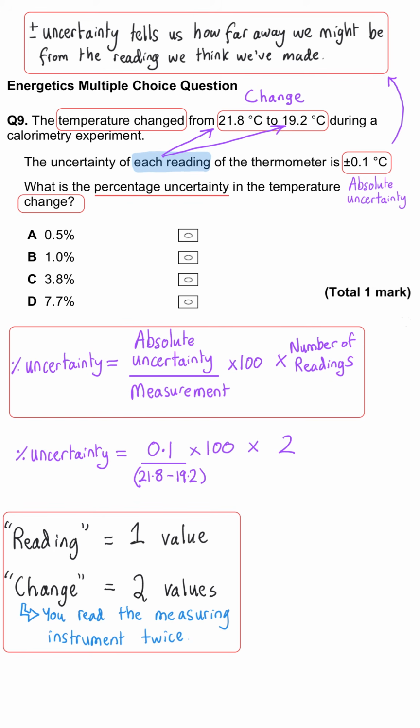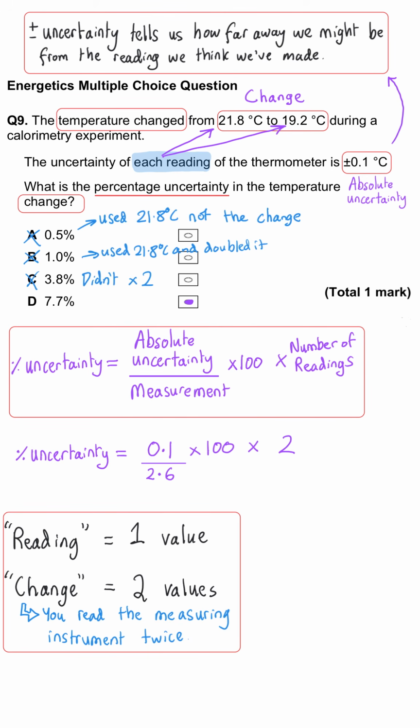And so we're not working out the uncertainty in 21.8 and 19.2, we're working out the uncertainty in the change in that temperature. And so the difference between those 2 numbers is 2.6. And when we crunch all of those numbers together, it gives us a percentage uncertainty of 7.7%, which is precisely double the decoy answer of 3.8%. That's what you'd get if you forgot to double the absolute uncertainty.